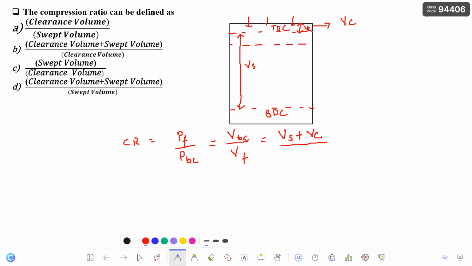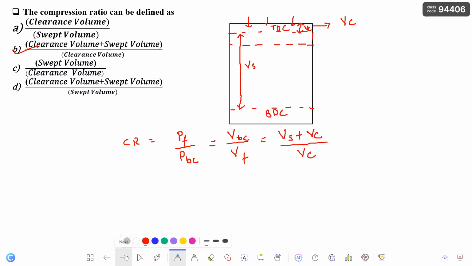So the only volume that the gases are present in is the VC, that is the clearance volume. So option B is the right answer. Okay, I hope everyone understood, everyone who had confusion between A and B. I hope you have understood this one.